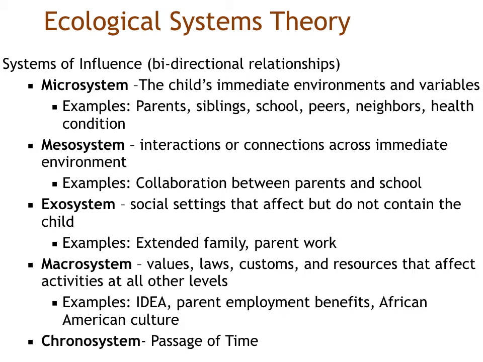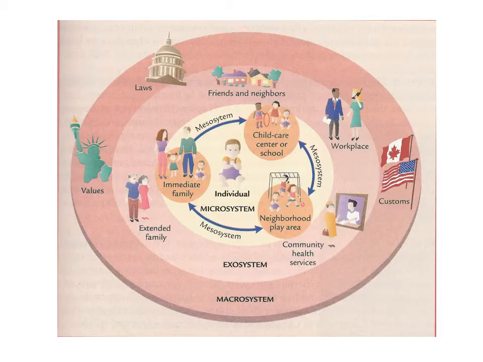Okay, here's an overview of ecological systems theory. There are 5 systems of influence. The first one is the microsystem. The microsystem is a child's immediate environment and the variables that the child is directly and always exposed to. For example, family, school, religious institution, neighbors, and peers. As you see in this figure, you can see this young child's microsystem, that is immediate family, child care center or school, and neighborhood play area.